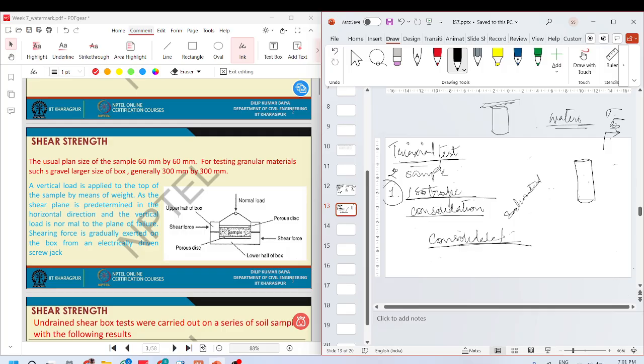Okay, so we talked about the first stage, that is the consolidation. It can be consolidated, it can be unconsolidated. Second stage, usually when we have fine grain soils, usually we go with consolidated. We don't go with unconsolidated, because when you start loading, then the consolidation will obviously take place.